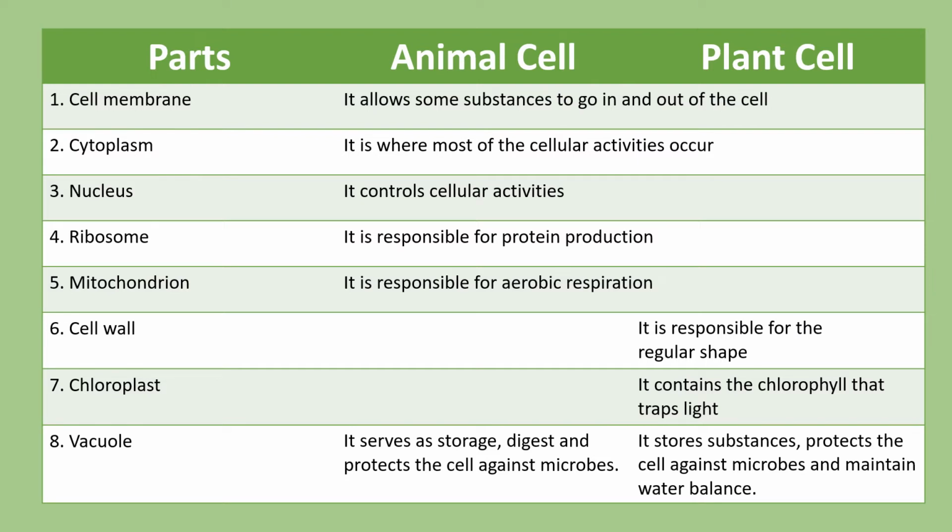Now we'll go to cell wall. The cell wall is made up of cellulose and is responsible for the regular shape of the plant cell. Chloroplast, on the other hand, contains the chlorophyll, which is a green pigment that is responsible of trapping light during photosynthesis. Now we will go to the vacuole.